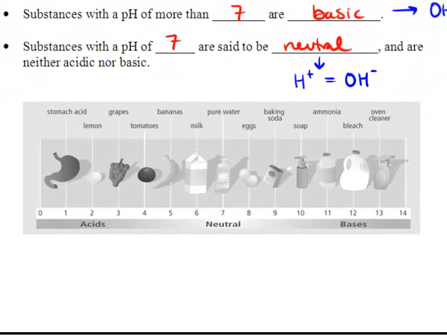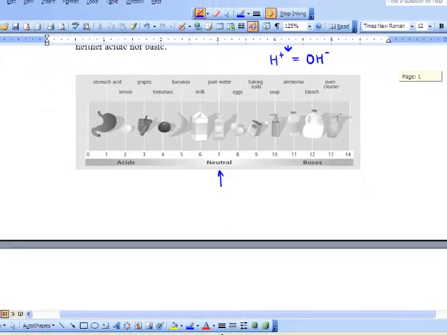So if we turn down, we have a little picture here, and we can see that we've got a few different things on the pH scale. We've got pure water right in the middle, and we've got eggs, a little more basic. Milk, surprisingly, is a little bit acidic. Tomatoes, bananas, grapes, lemons, all acidic. We've got baking soda, ammonia, soap, things like that are all basic. I'd like you to turn the page, please.